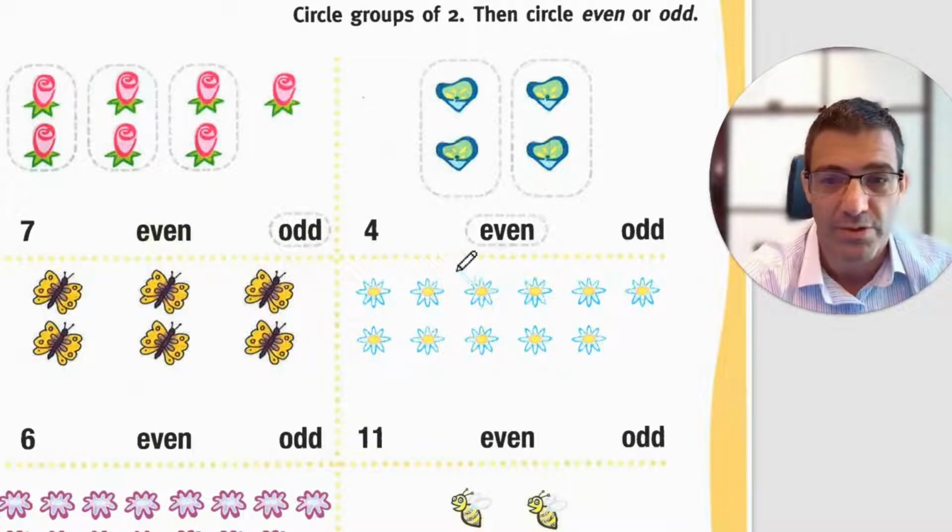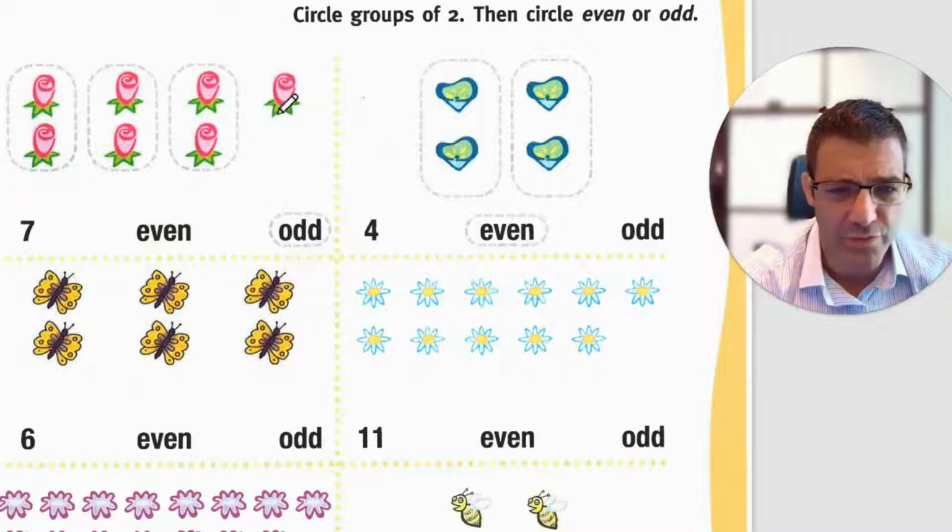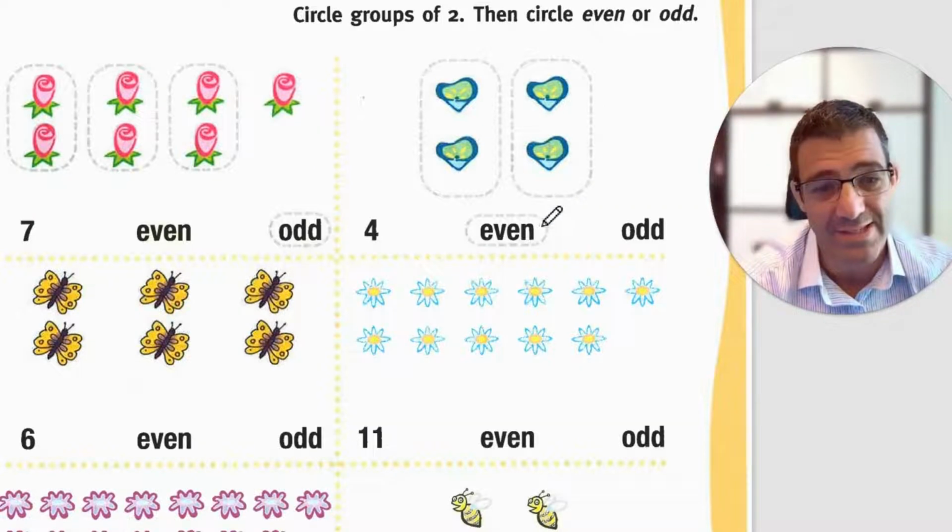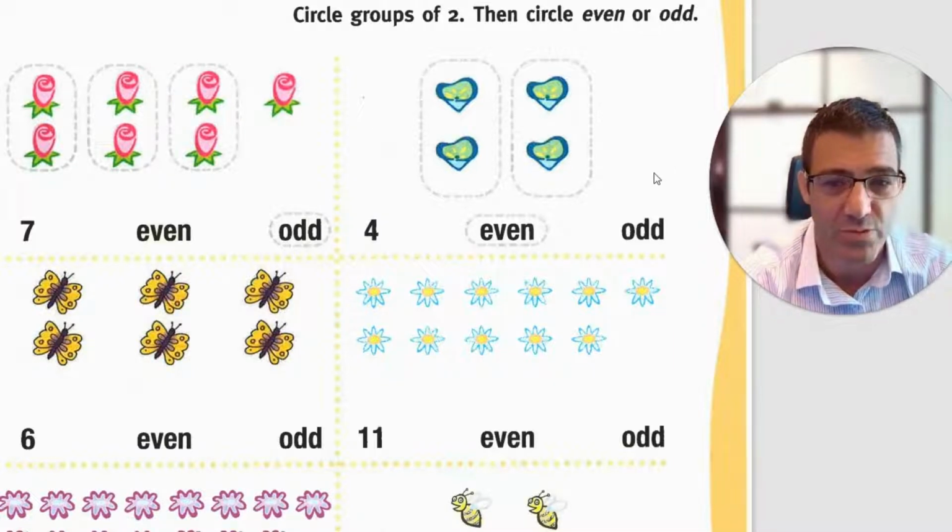So we're going to look at the example here. Here we have 7 flowers, and we've made a group of 2, a group of 2, a group of 2. All these can be separated in half, but there's 1 flower left over, and so you see the example is circling odd. And then here, I don't know what this is, but we have 4 of them, and so I make a group of 2, a group of 2, and then there's nothing left over. Because there's nothing left over, we say this is even, and because it's even, we circle the word even. This was the number 4.